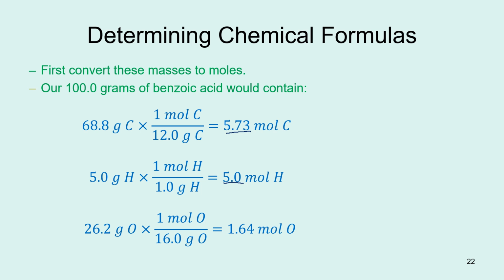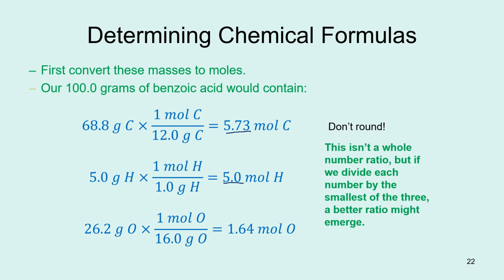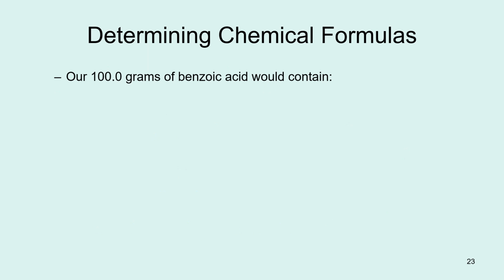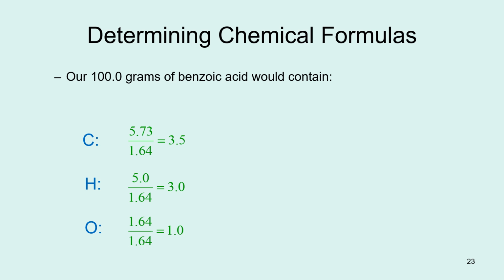So here's what I'm saying. Don't just automatically round here, because if you did that, you might say, well, there's 6 carbons, 5 hydrogen, and 2 oxygen, but they're not close enough to round. So just like we did before, the best way to see the ratio is to divide by the smallest one. The smallest one is 1.64, so let's do that. So here we have our 5.73 moles of carbon divided by 1.64 gives me 3.5. 5 moles of hydrogen divided by the smallest 1.64 gives me 3.0. And then oxygen gives me 1.0.